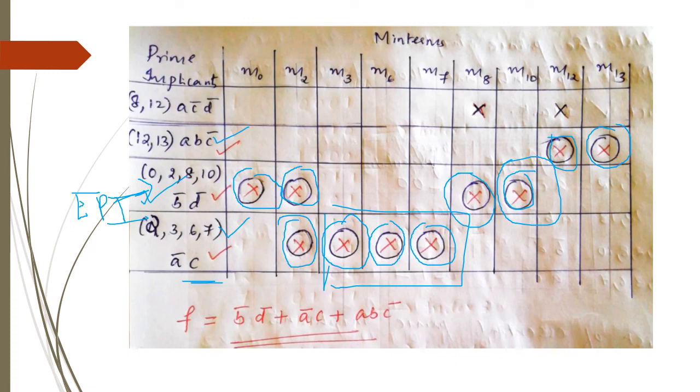After including all this, writing it in terms of sum of products, you get the minimal sum as F equal to B bar D bar plus A bar C plus A B C bar. So this is how you do it using the Quine-McCluskey minimization technique. If you want to cross verify this, you can construct the K-map for these min terms and cross verify it. You'll get the same answer in both cases.